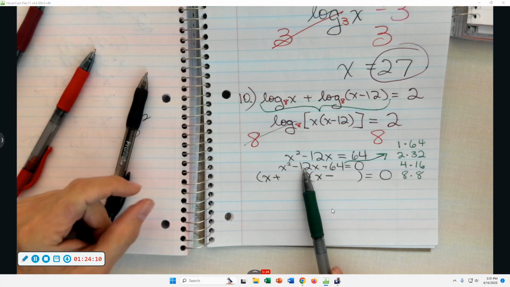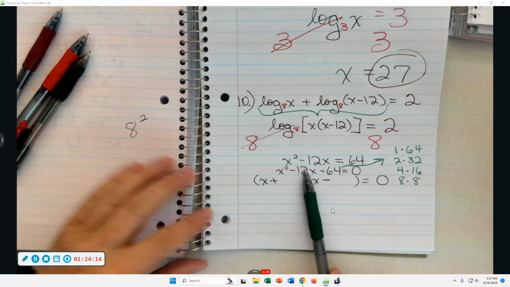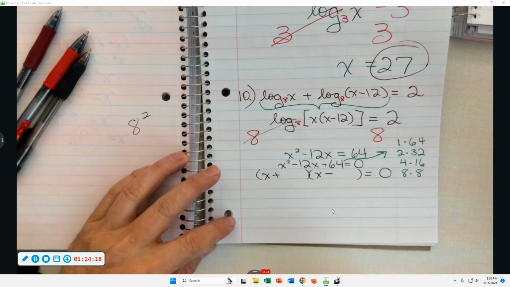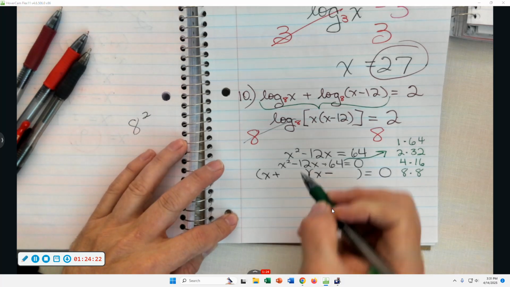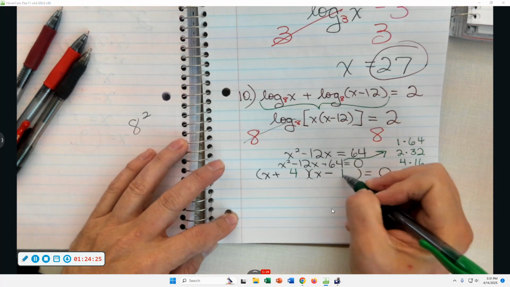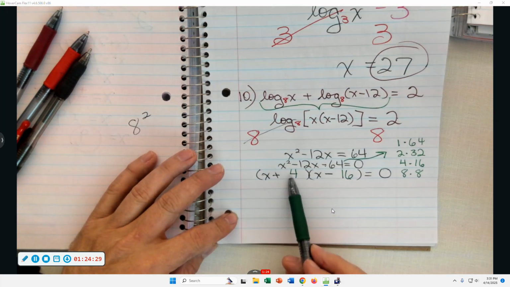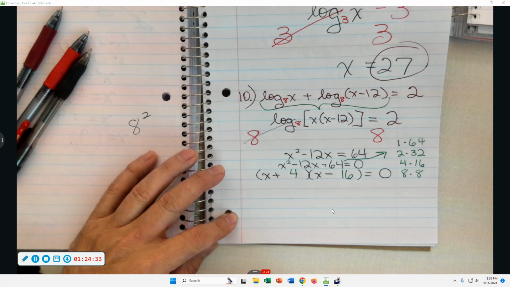Now play it out in your head when the outer and inner has to give you back a negative 12x. So where should the 4 go? Where should the 16 go? You tell me what's going to go after the x plus. 4, the 4 and then the 16. I agree. That would be a negative 16x plus 4x gives me the negative 12x. Any questions up to this point?